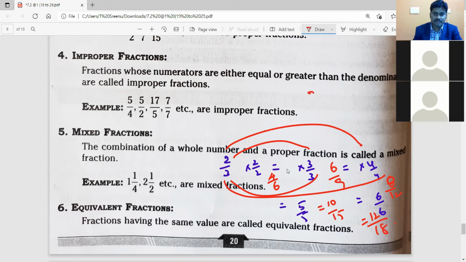So the same fraction we are multiplying with 2 by 2, 3 by 3, 4 by 4, whatever you want. Then we will get the equivalent fraction. These values are all the same. 4 by 6 is 2 by 3 only. 6 by 9 is also 2 by 3. 8 by 12 is also 2 by 3. 10 by 15 is also 2 by 3. 12 by 18 is also 2 by 3. Okay? Now, next we'll go.